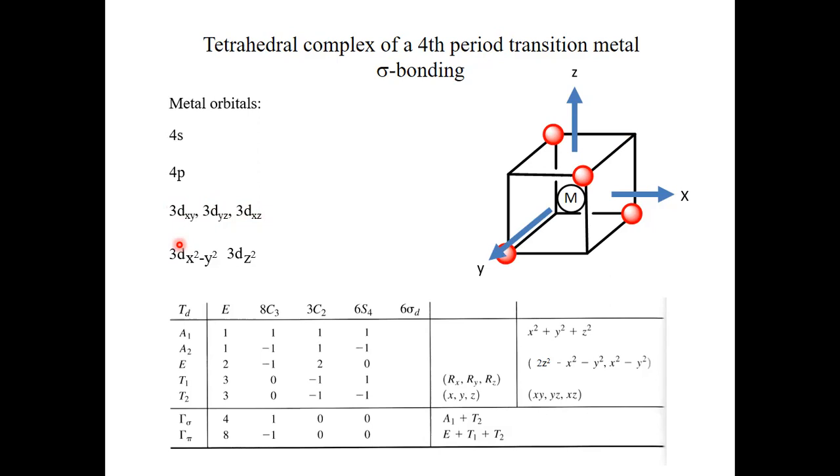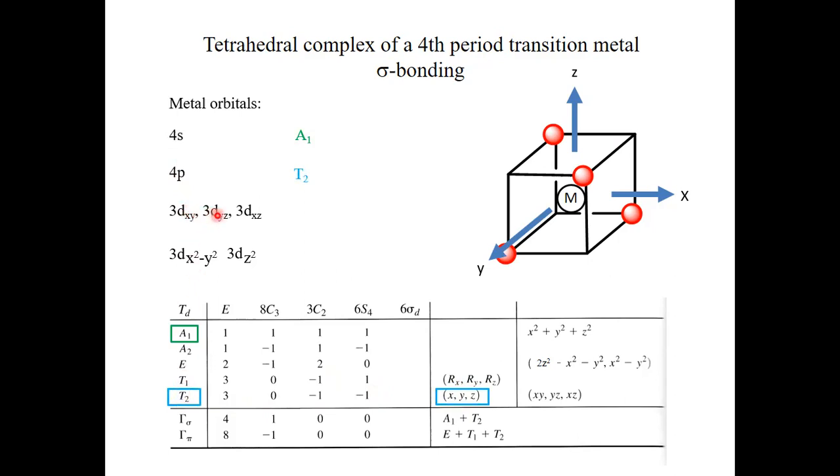So the s orbital always has the totally symmetric representation. That's always the first one in the character table. So that's in this case A1. Okay. So the 4p orbitals we find here. So x, y, and z are in parentheses, so that means that they're again triply degenerate, and the exact symmetry type is T2.